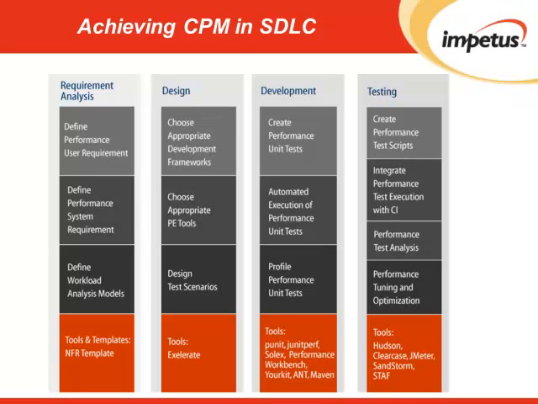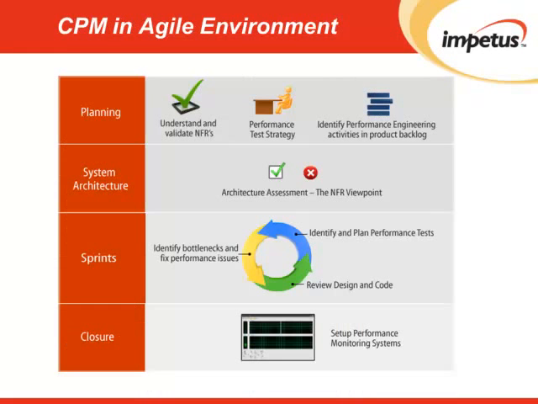Thanks, Mustafa. Those are some great examples. Now we're going to see how CPM can be used in an Agile environment. And since Scrum is the most popular and widely used Agile methodology, we're going to show you how we can achieve CPM in Scrum. Performance engineering, when executed using the Agile model, becomes an iterative and collaborative process. Let's see now how performance engineering activities are carried out during the different phases of Scrum.